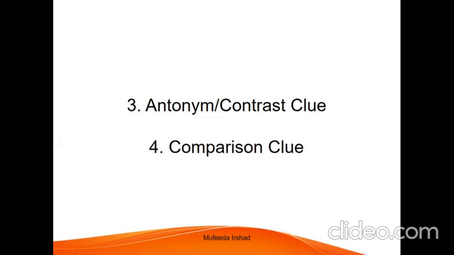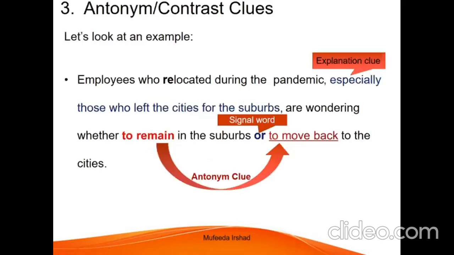On the other hand, in a comparison context clue, the writer compares the meaning of a familiar term with the meaning of an unfamiliar term. Let us first look at an example of an antonym or contrast contextual clue to see how it works. Take a minute to read the text.